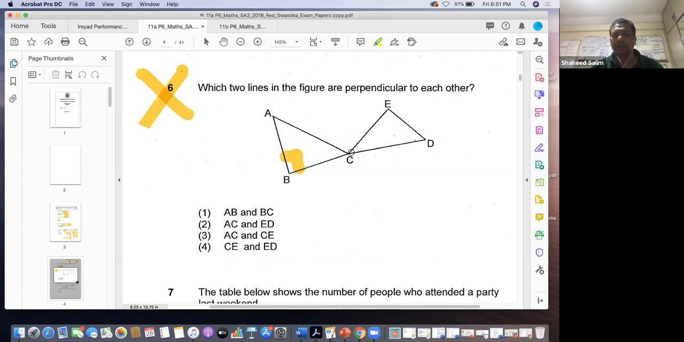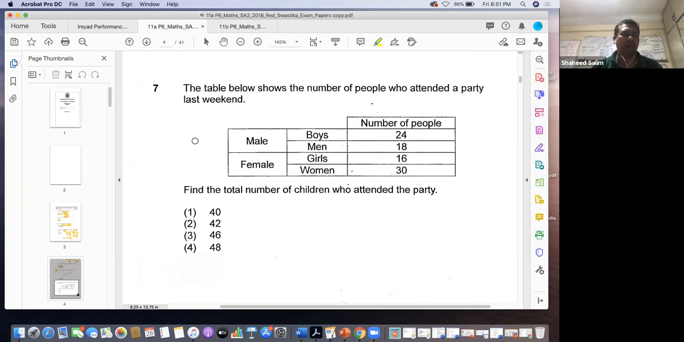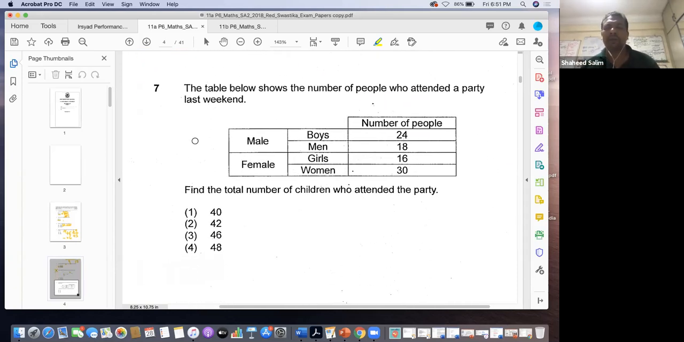AC to CE. Okay, this one maybe a little bit more. So it's not. CE and ED. This might be perpendicular. So we do not know whether it's 1 or 4. So it's out. In fact, they need to indicate. If this one is shown like that, you know it's perpendicular. But it's out. So don't bother with question 6. We try question number 7.